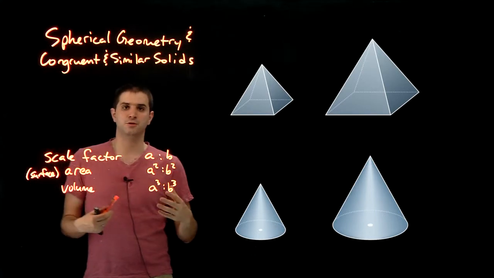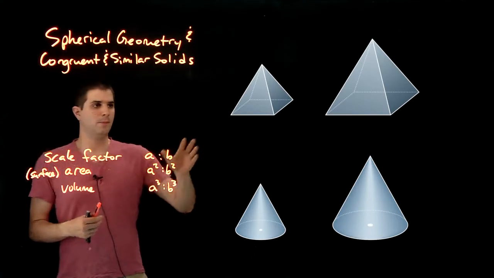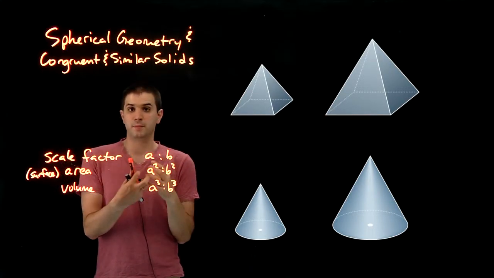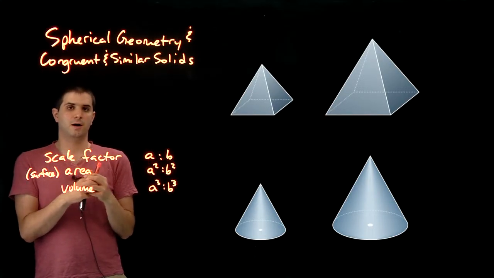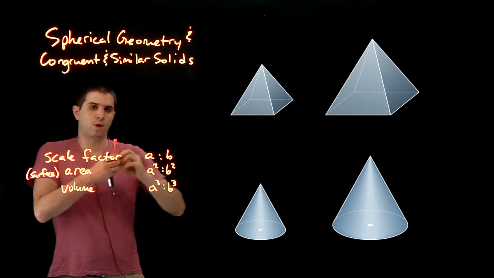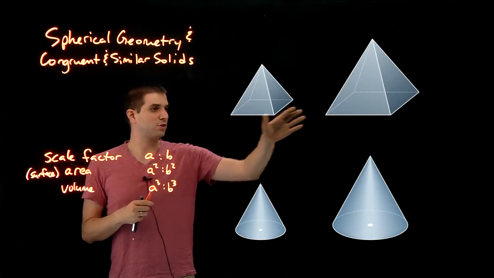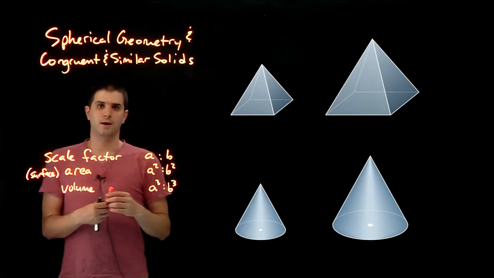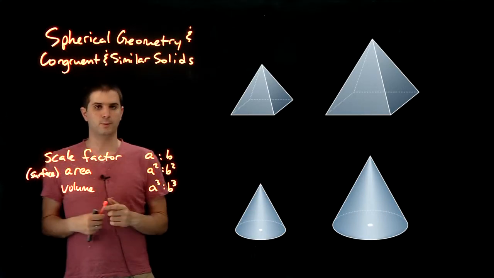We're going to look at some examples of that in our next video. But basically, here are just some examples. These two pyramids appear to be the same shape, and one is just a little bit bigger than the other, so these are going to be similar. Same thing with these cones. Same shape, just the size is a little bit different.